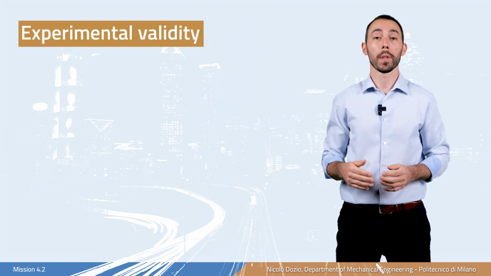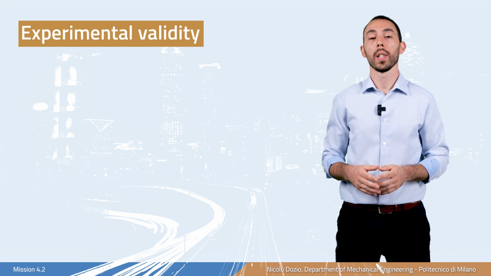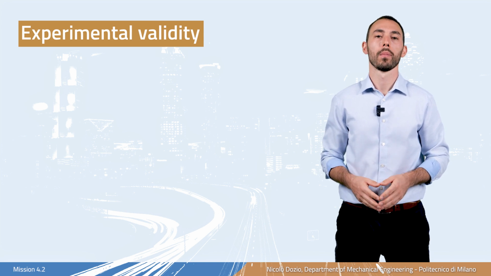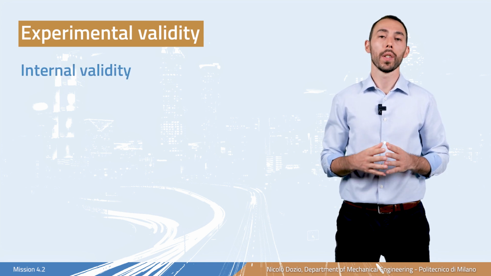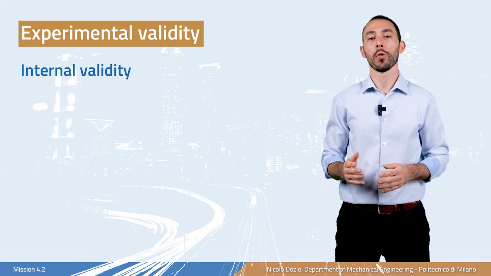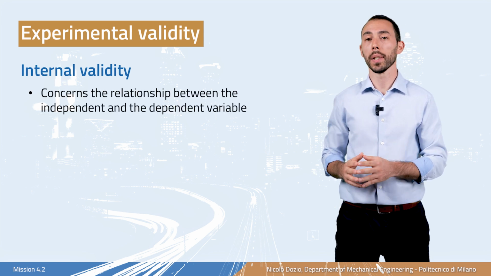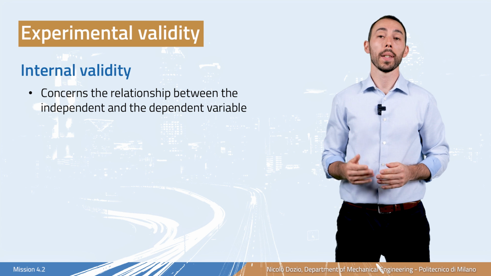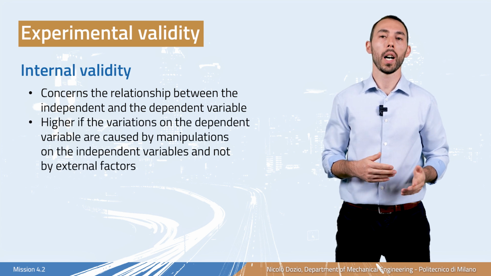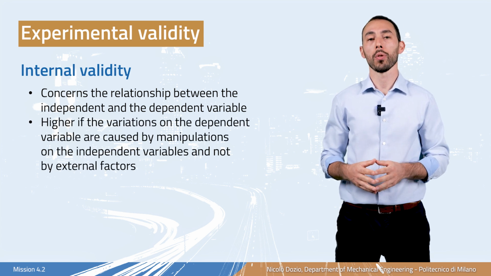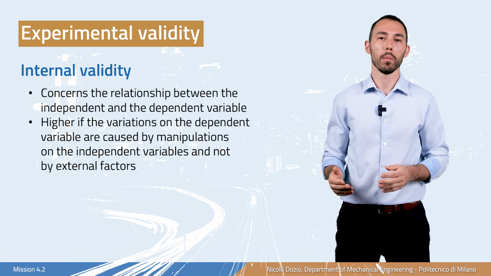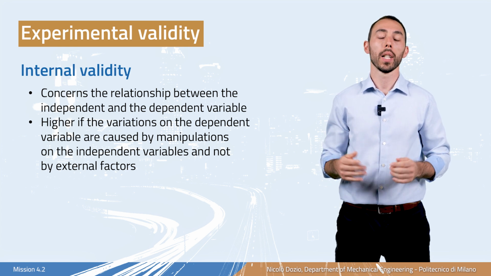Now let's talk about the validity of your experiment. How do you know if the results observed are reliable? First, you must be sure that the experimental validity of the study has been respected, and to do so you have to consider different kinds of validity. We can start with the internal validity, which concerns the relationship between the independent and the dependent variable. The internal validity is high if the variations on the dependent variable are caused by the manipulations you are performing on the independent variables, and not by other factors that you are not controlling.